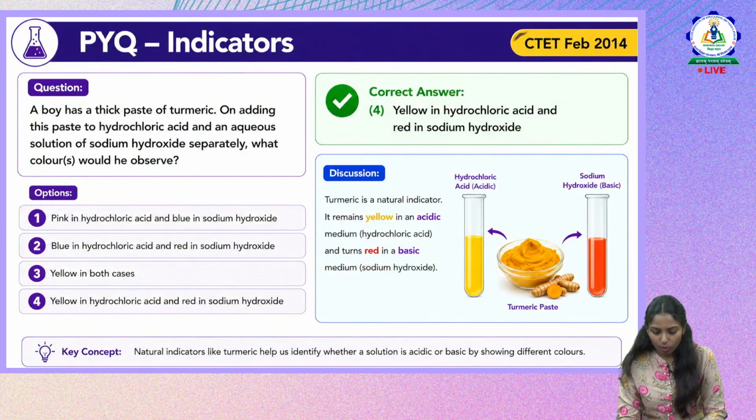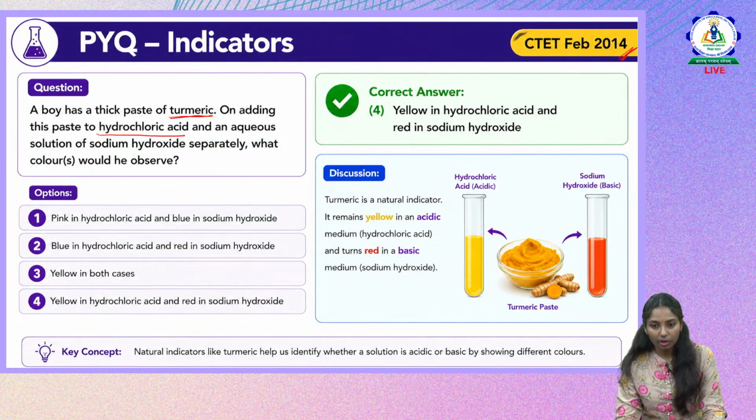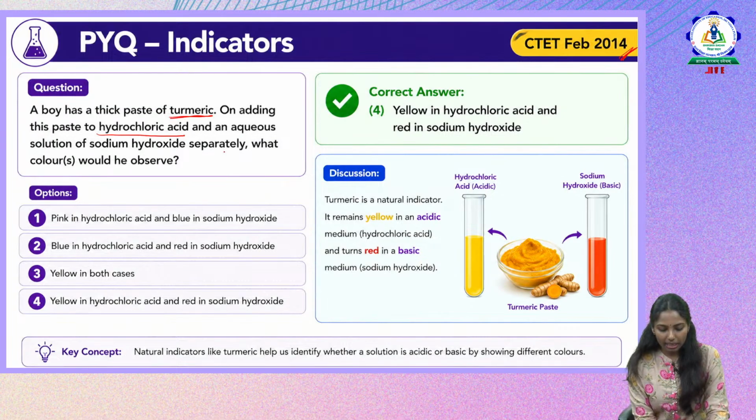Okay, so let us go to answer one more question of 2014. So here we have the question, a boy has a thick paste of turmeric. So they're talking about indicator turmeric here again. On adding this paste to hydrochloric acid, so there is something called as acid. Now let us remember what happens in the case of the indicator turmeric, in case of acid, it becomes yellow in color. So we'll remember that. And an aqueous solution of sodium hydroxide separately. Now in basic medium, the indicator turns reddish brown, right? What colors would he observe?